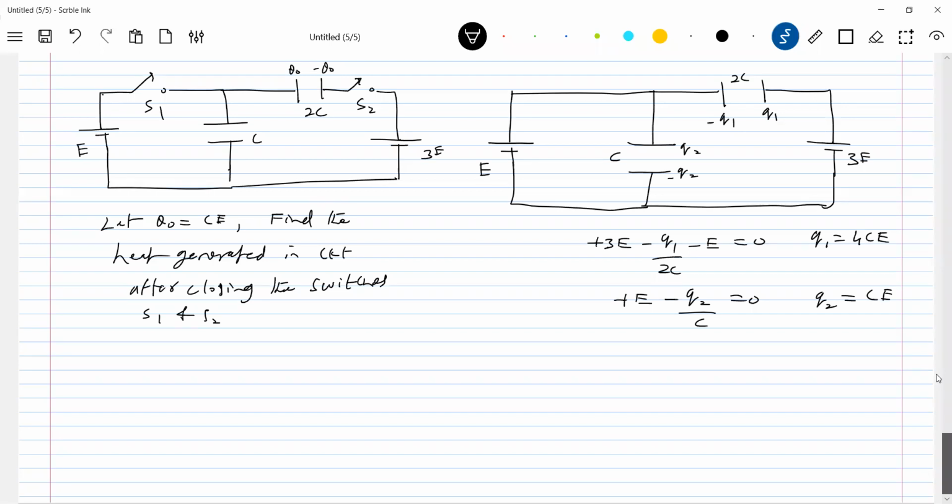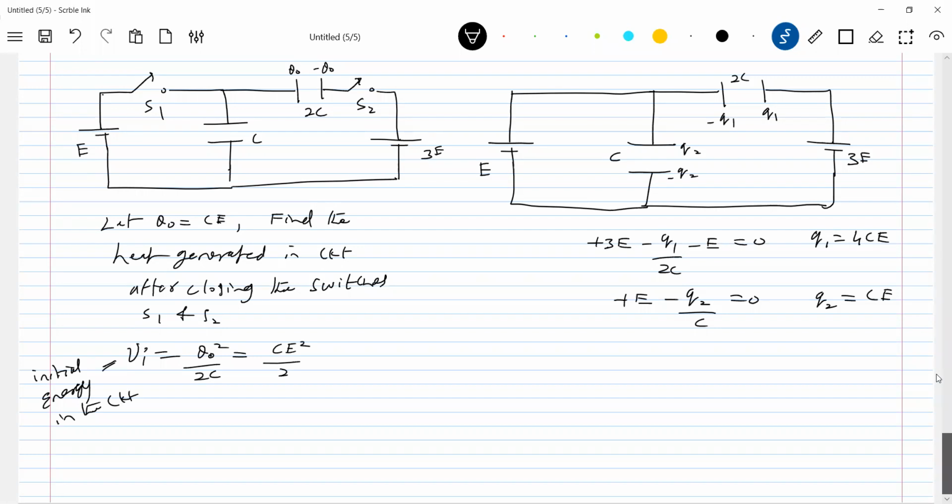So here we need to ask whether any initial energy is present. Yes, there is some energy present in the circuit. So what is that initial energy? UI equal to Q naught square by 2C, where Q naught equal to CE. So this will be C E square by 2. This is the initial energy in the circuit.